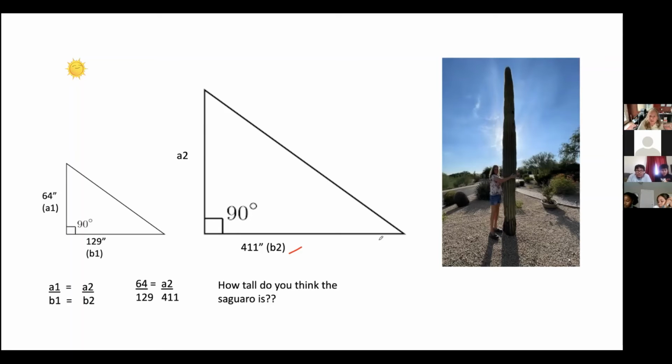So in estimating the saguaro, A1 over B1, 64 over 129, my height, my shadow. A2 is the height of the saguaro, 411. You guys want to try the math on that one? Multiply both sides by 411. What do you think you get?